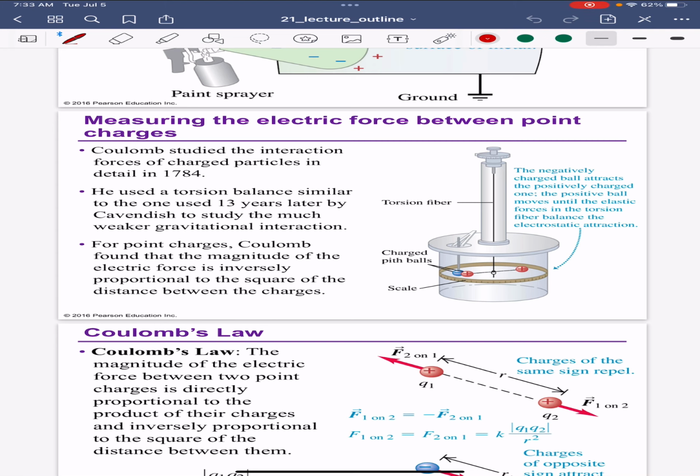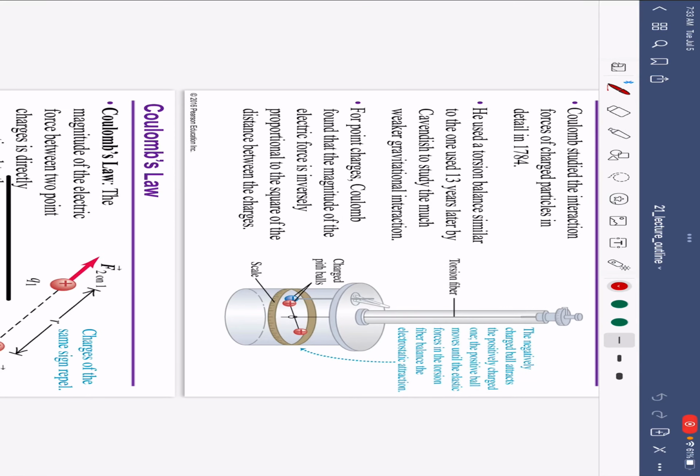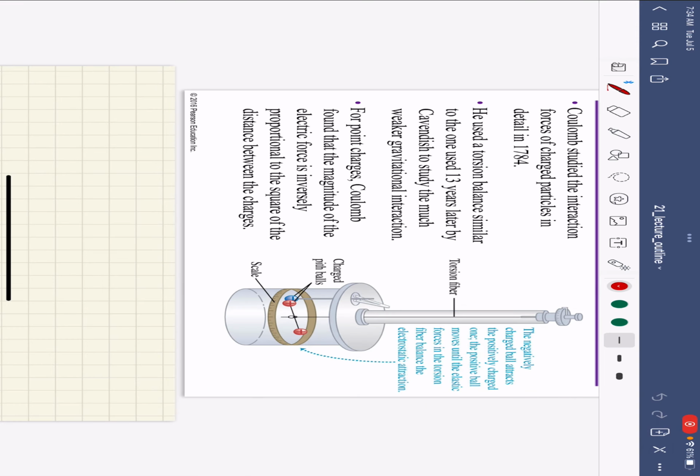Now, Coulomb studied this interaction in 1784, and he did use something similar to what you can see in front of me, which is called a torsion balance, similar to the one that was used by Cavendish to study the gravitational attraction. But here, of course, he did use point charges, and Coulomb found that the magnitude of the electric force is inversely proportional to the square of the distance between the charges. And this is something that all the forces are going to satisfy.